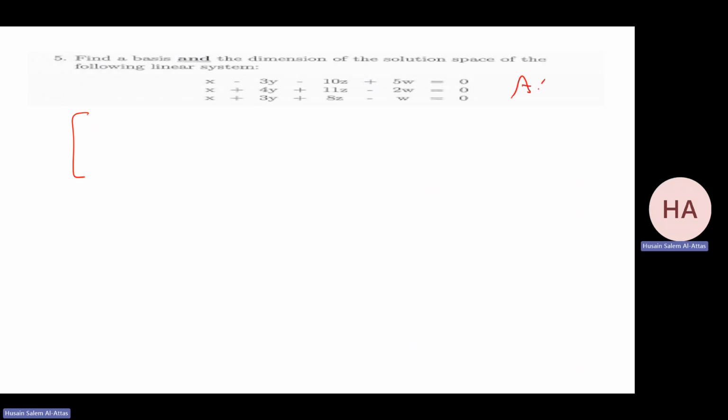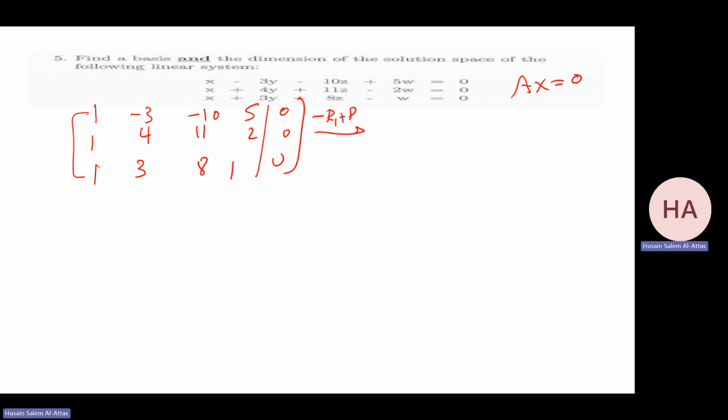I have AX equals 0. I'm talking about this solution space, this homogeneous system. 1, -3, -10, 5; 1, 4, 11, 2; 1, 3, 8, 1; 0, 0, 0. Very clean. Minus R1 plus R2, minus R1 plus R3. Give me what? 1, -3, -10, 5.